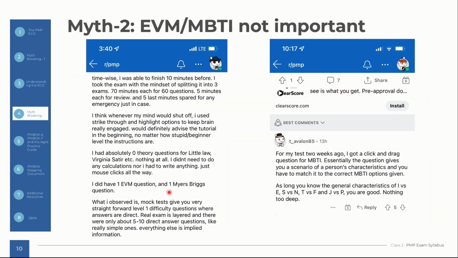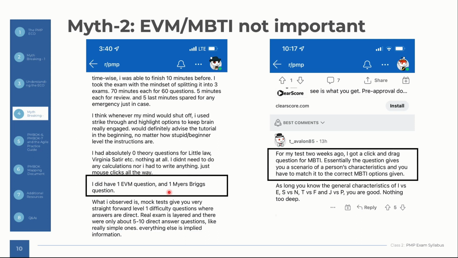These are some screenshots taken from a social media group where PMP exam aspirants write about their exam experiences. If you see these areas, you will notice that there are students who are getting questions from these topics, like MBTI or earned value management, etc. So this is a telltale example, guys, that it is a very foolish idea to plan your preparation based only on feedback from students who have already taken the exam. I would always recommend that you do not plan that way, and always keep the PMP ECO as your base reference whenever you are preparing for the PMP exam.